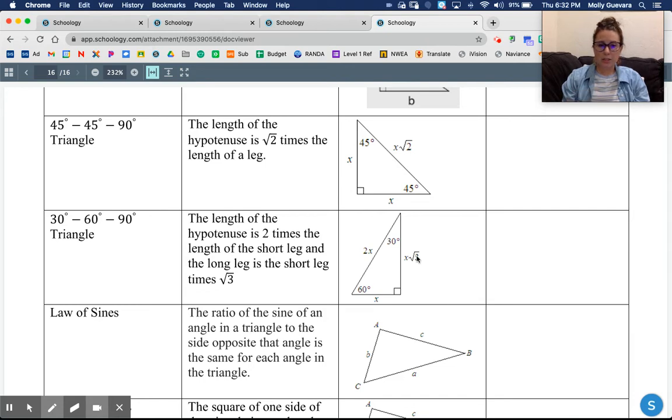So what we're going to do today is we are going to review the Pythagorean theorem, and we'll do a couple problems reviewing that. And then we'll look at how we solve these 45, 45, 90 or 30, 60, 90 triangles. So let's go back to 8.1 and look at the Pythagorean theorem first.